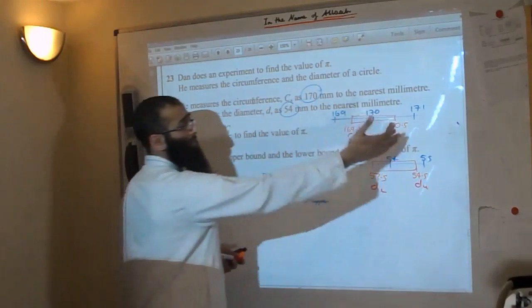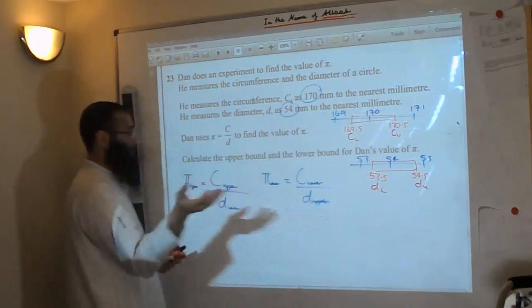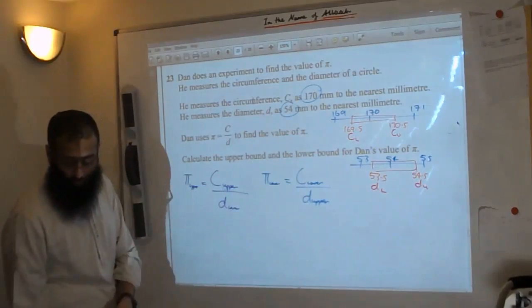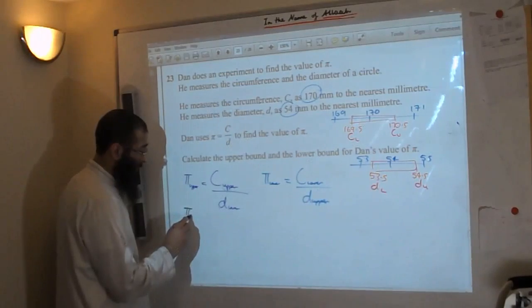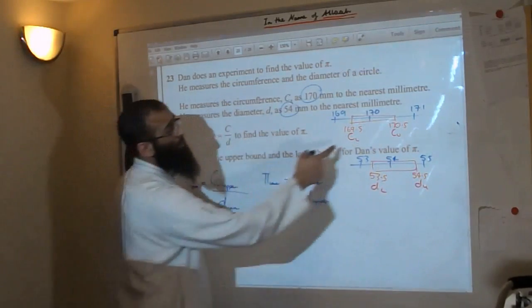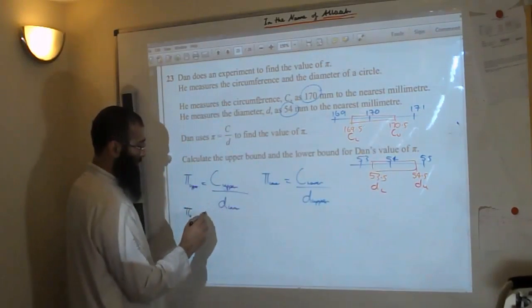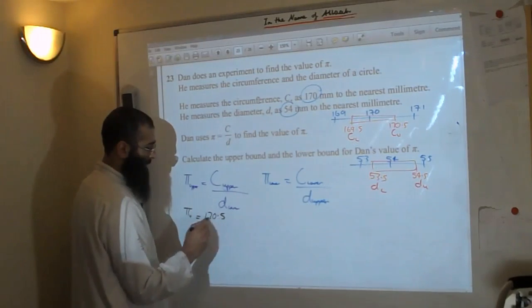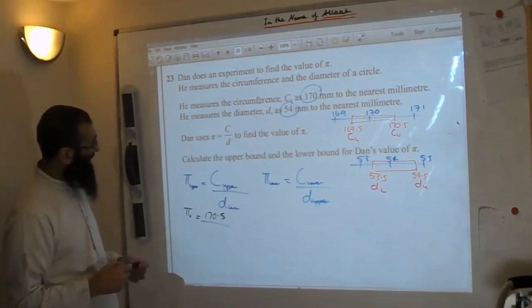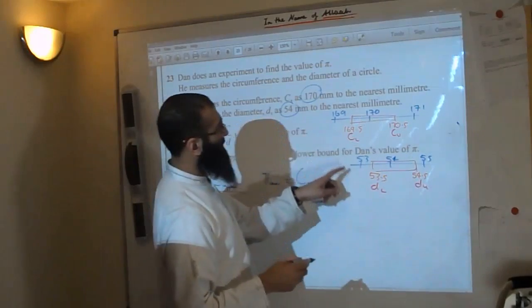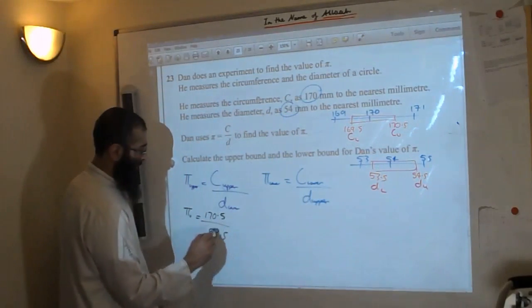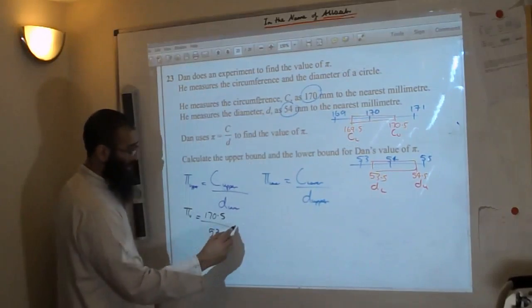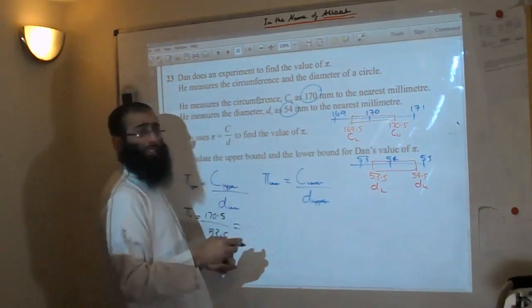So now that we've got all the correct values here, we can grab these values and throw them into here. That's what we're going to do now. So, pi upper is C upper. C upper is 170.5. And we divide it by D lower. It's 53.5. Okay, and that gives the value here. We'll do that in a second.